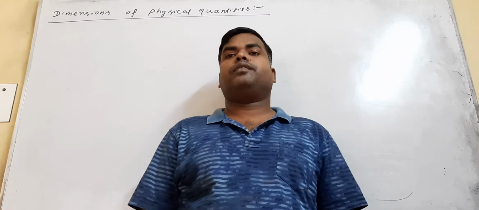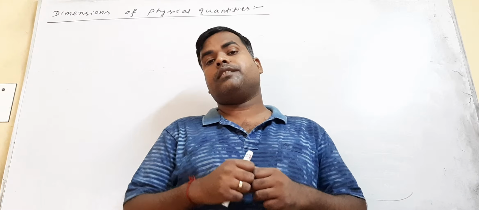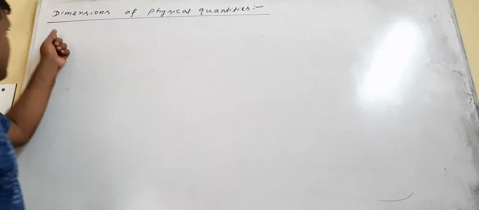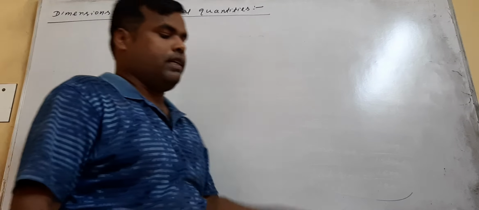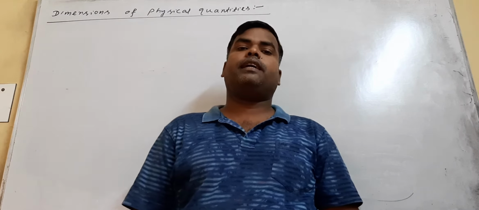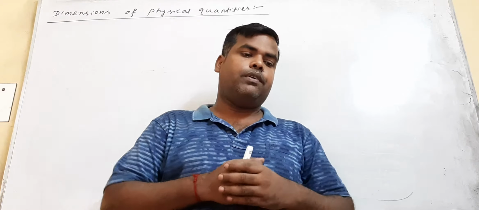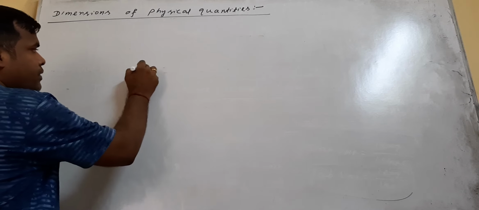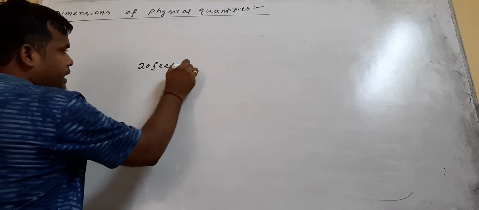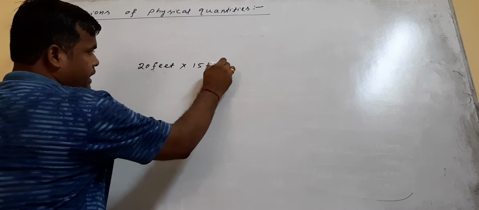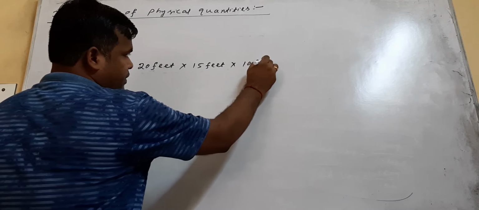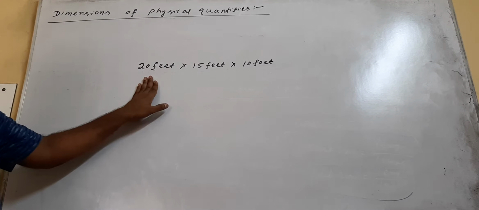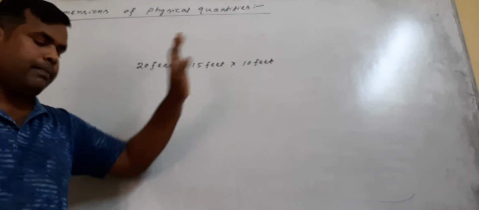Dear children, today we'll discuss a very important topic, that is dimension of physical quantities. What do you mean by dimension? For example, the dimension of this room is 20 feet cross 15 feet cross 10 feet.